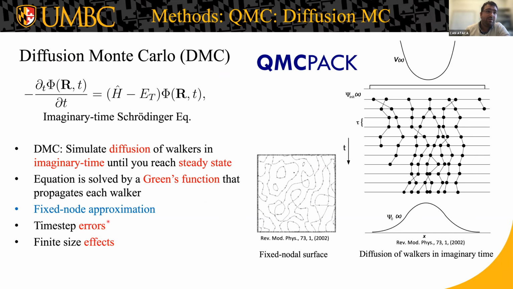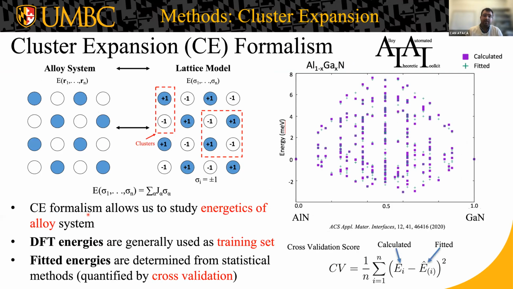So what we are going to focus on here is that we have the time step errors and finite size effect errors, which we can easily overcome by extrapolating our results. But the only thing is the fixed node approximation, and we have to get a good nodal surface from DFT calculations. And this is not a methodology, so this is how we are handling the alloying work.